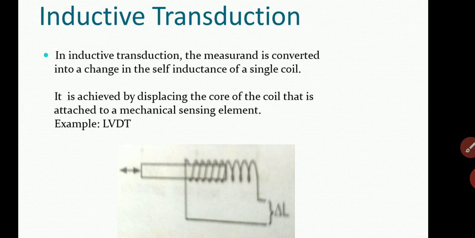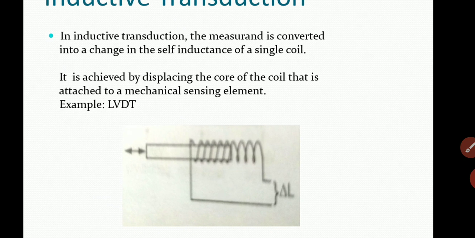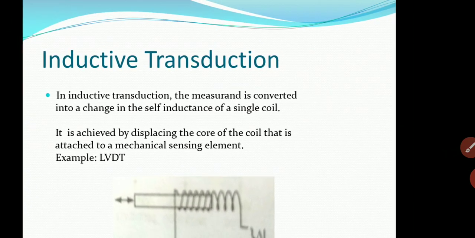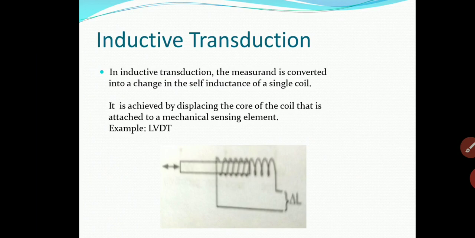This is accomplished by displacing the coil's core, which is linked or attached to a mechanical sensing element, as shown in the figure. यहाँ पर क्या होगा? कोर का डिस्प्लेसमेंट होगा. Due to this, there will be the change in the self-inductance of the coil, and there will be change in the output voltage. So the example of inductive transducer is LVDT, linear variable differential transformer.